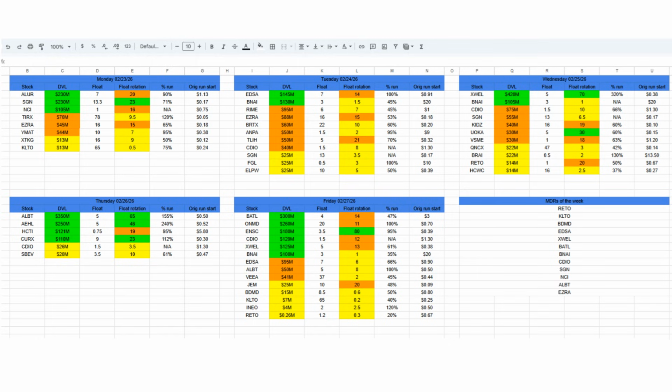And separately from that, remember that the low dollar volumes don't really develop much of a structure. So while it's good to be aware of the float rotation for those as well, those you primarily just simply look at as pop and drops for the most part.